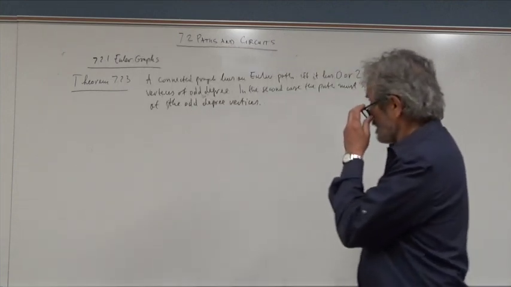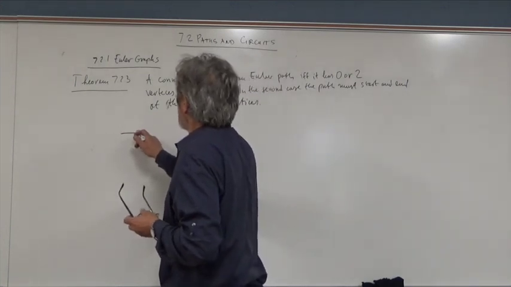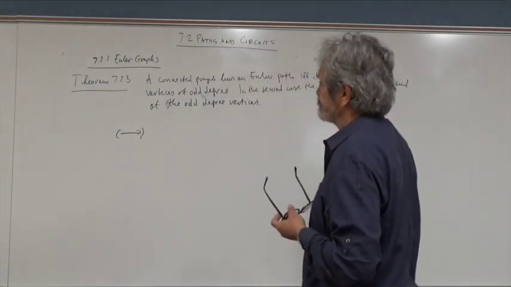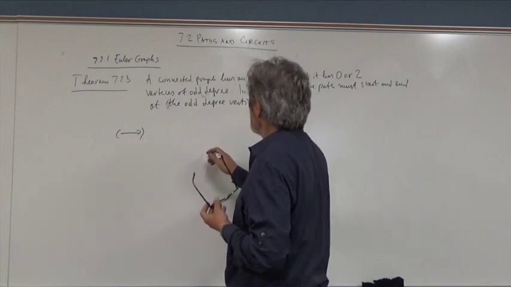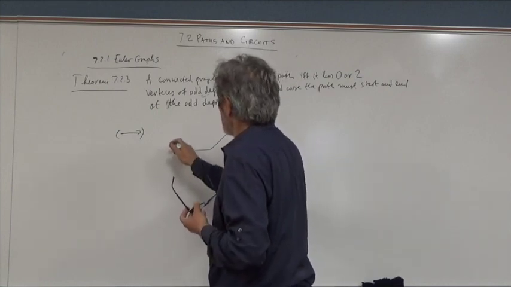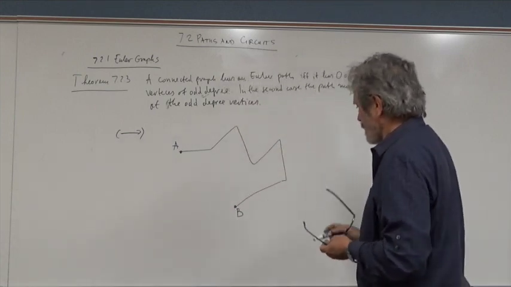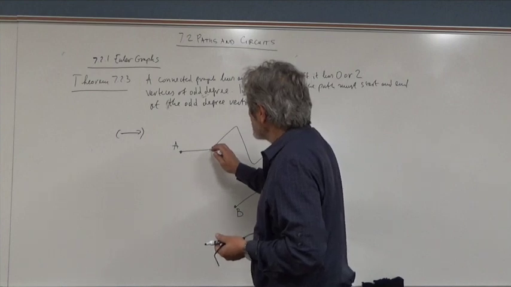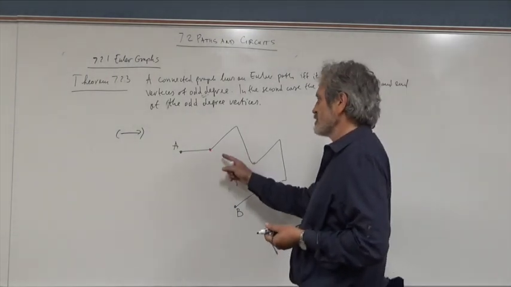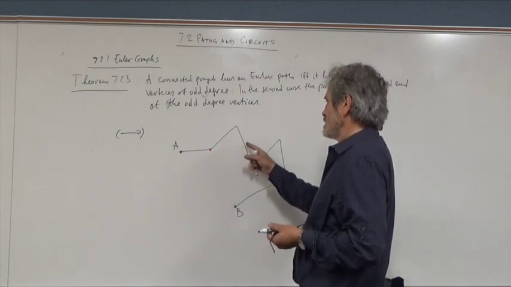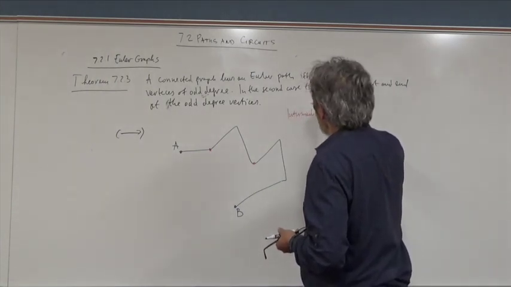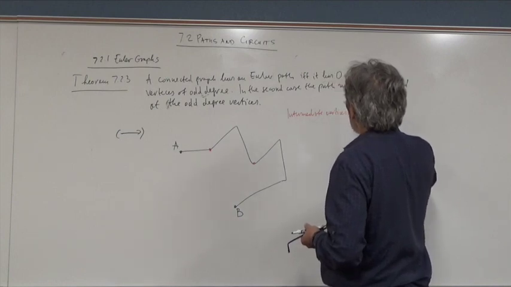How do we prove this? Generally, from left to right, it is similar. Why? If we have an Euler path, then what happens? The same reasoning as before: for all the intermediate points, wherever V appears, if V is not one of A and B, it must have a coming edge and a leaving edge, coming edge and leaving edge. So all the intermediate vertices must have even degree.